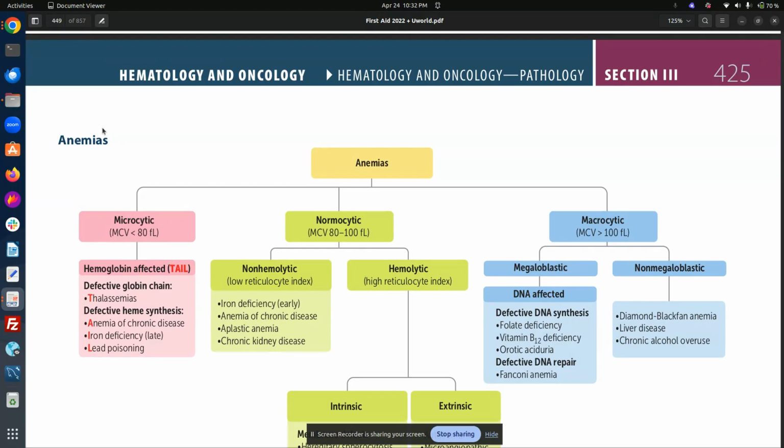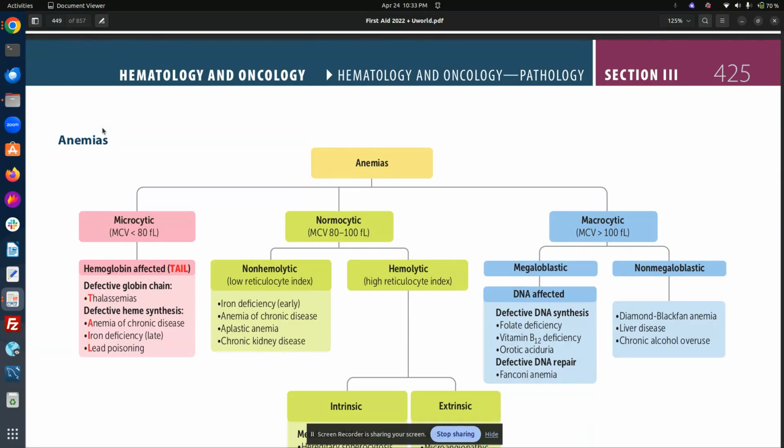Okay, there could be two reasons for microcytic anemia. One is defective heme synthesis. We will talk about the whole cycle of heme synthesis. For now, I just want to highlight that our RBCs, red blood cells, have hemoglobin, heme and globin. Heme is formed in part in the cytoplasm. Part of the cycle happens in the cytoplasm of the cell, and part of the cycle happens in the mitochondria. We'll talk about the heme synthesis cycle in the next lecture.